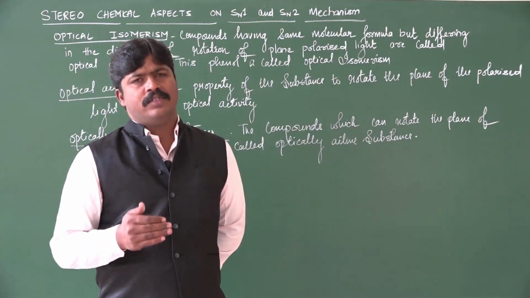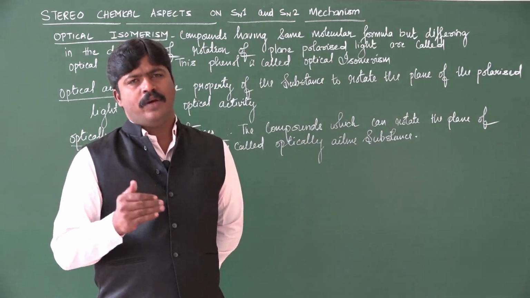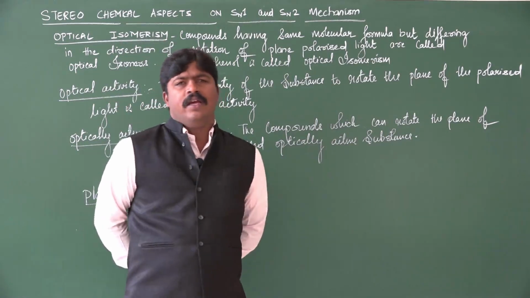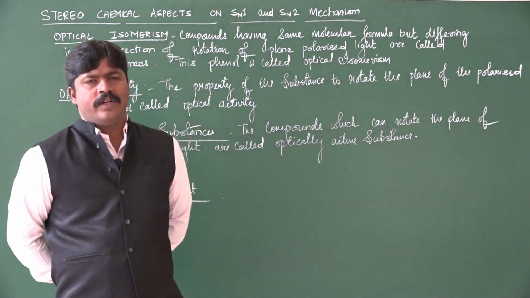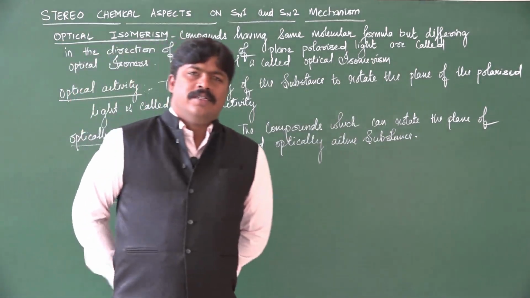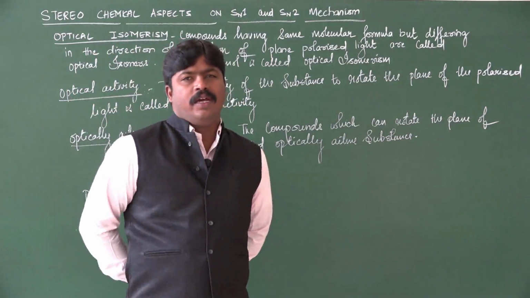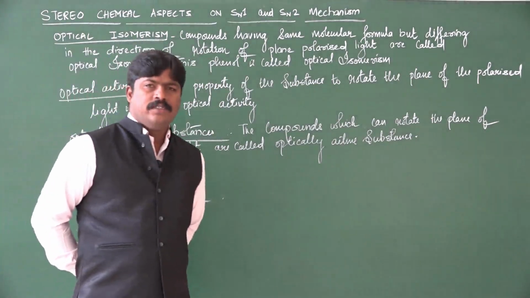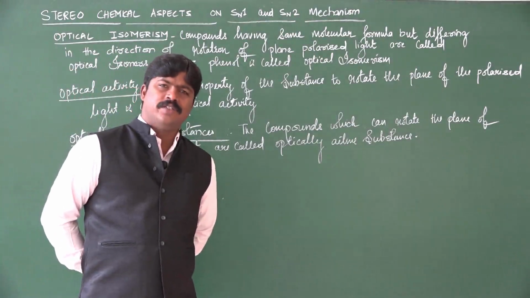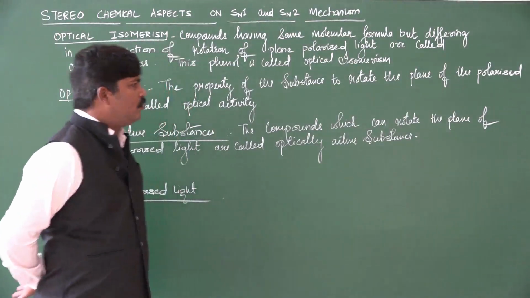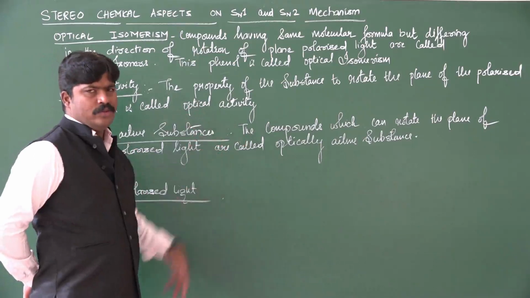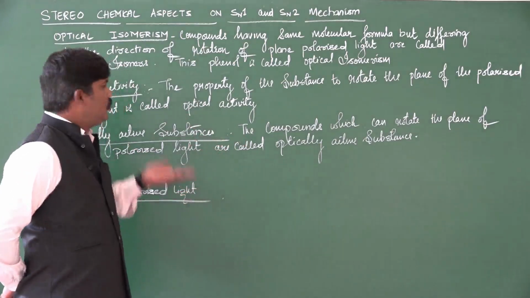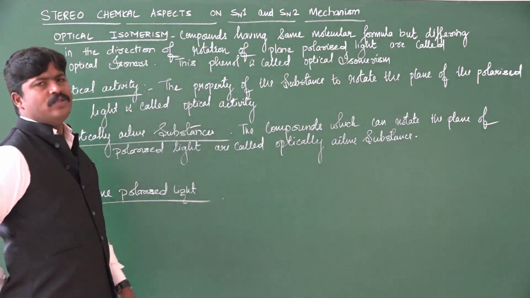The second part, that is optical isomerism, is what we are going to discuss here and apply the concept on the SN1 and SN2 mechanism. What happens to the stereochemical aspects of SN1 and SN2? Hopefully you have understood the SN1 and SN2 mechanisms which we discussed in the 5th session. To get to that idea, I need to start from the basics to tell you what this optical isomerism is.